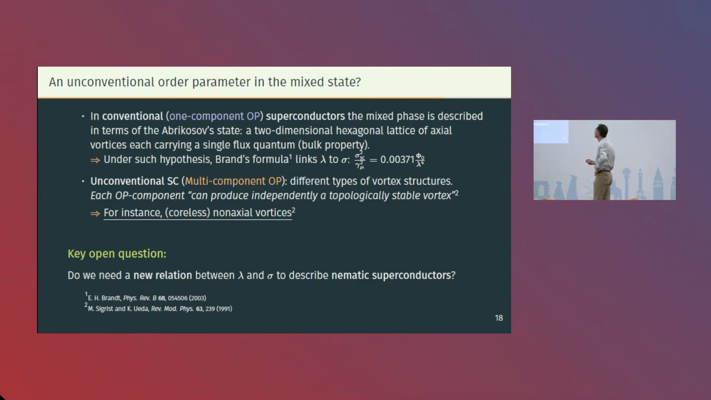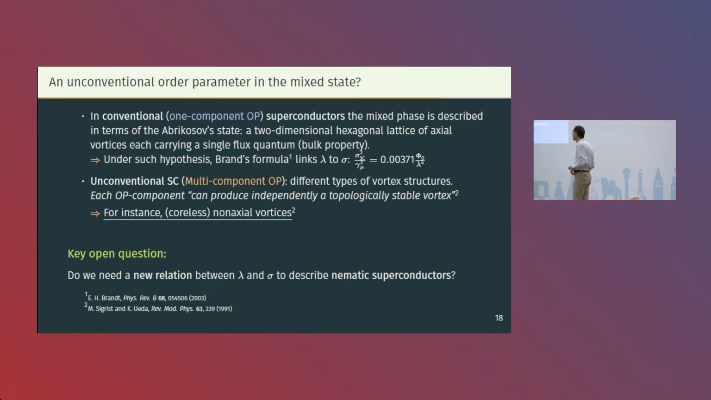And in this case, we can use Helmut Brandt's formula, which links, as I told already, lambda to psi, to sigma. This we measure, this we find. Everything clear. But now comes the important and interesting part. What happens when you have some unconventional superconductivity?